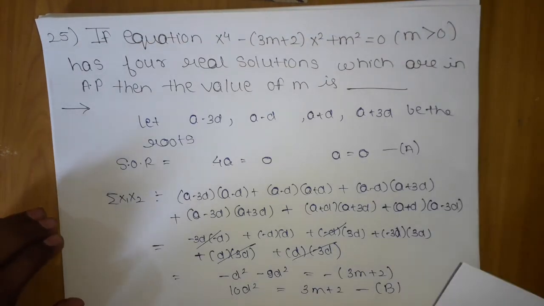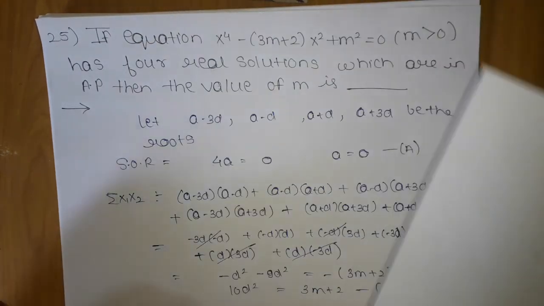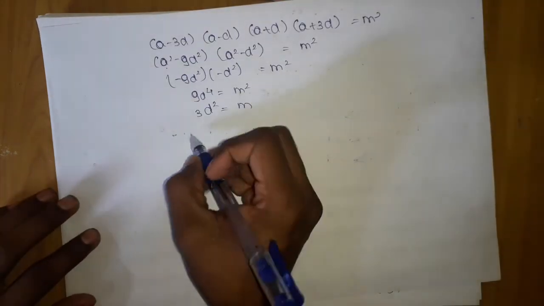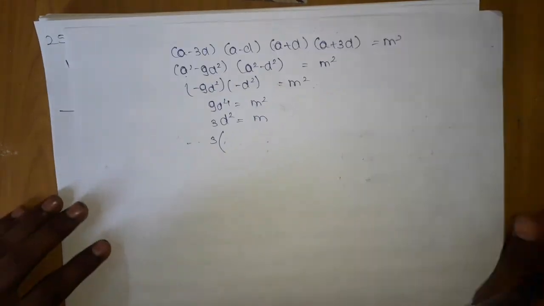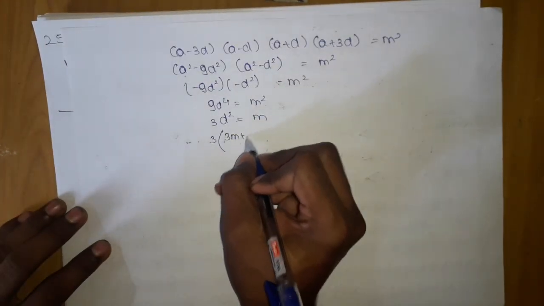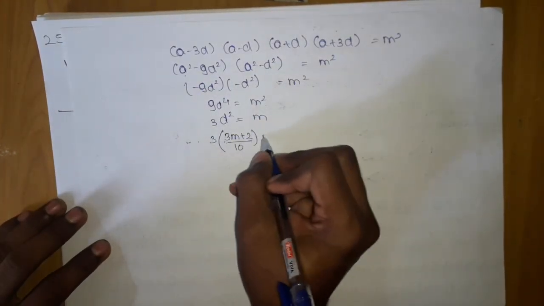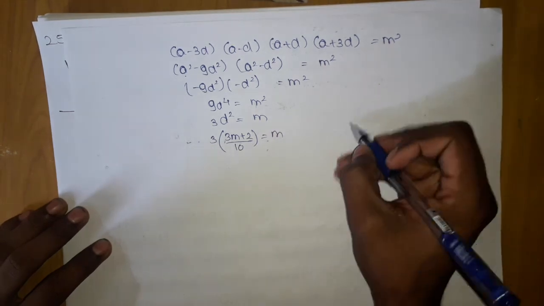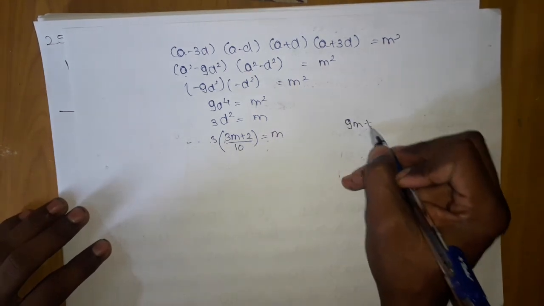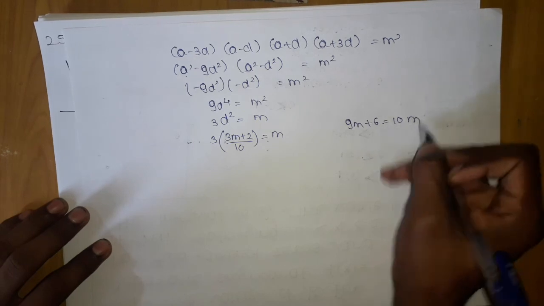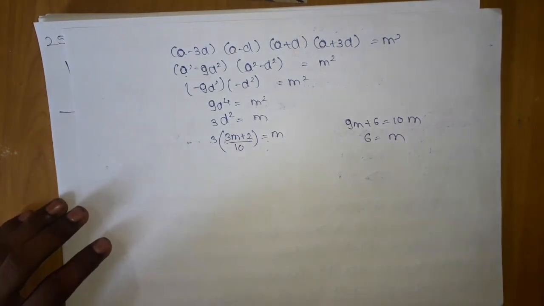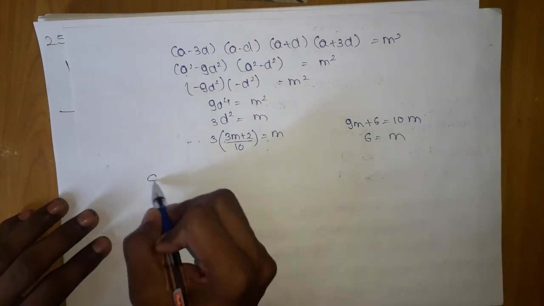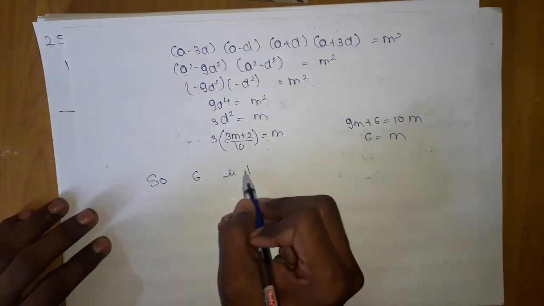Now we want to find the value of m. The d square value is 3m plus 2 by 10, and that equals the m value. If I move that side, 9m plus 6 should be 10m, so 6 equals m. So we are getting m equals 6, so 6 is the answer.